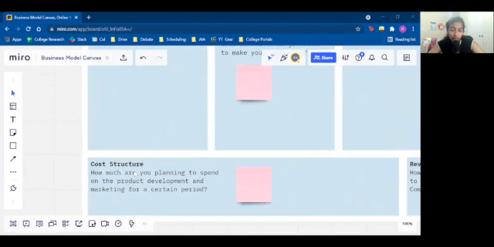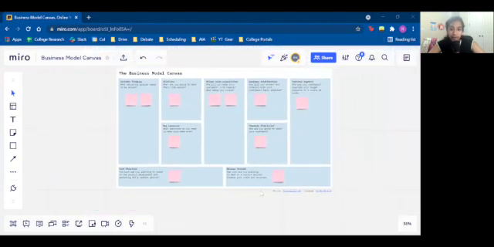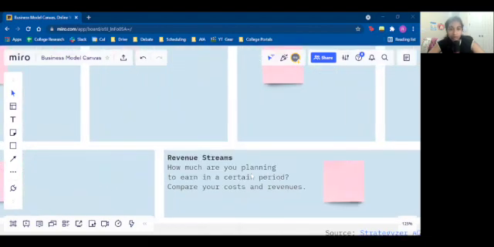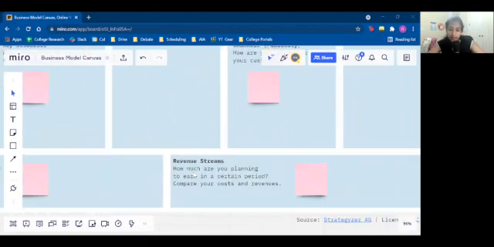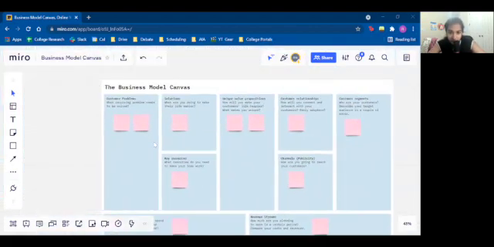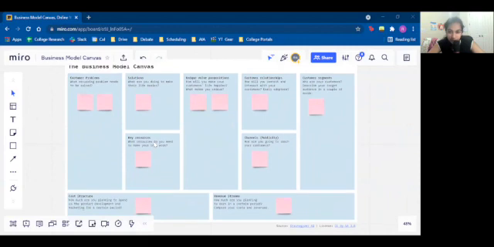Next, we have cost structure. How much will it cost to actually have the solution and make it? Next, revenue streams. How are you going to actually make income out of your cost? First, how are you going to do that? And two, compare your costs and revenues, what you think that it's going to look like. So this is what it looks like. Please modify whatever BMC you have in front of you according to what I have on my screen.